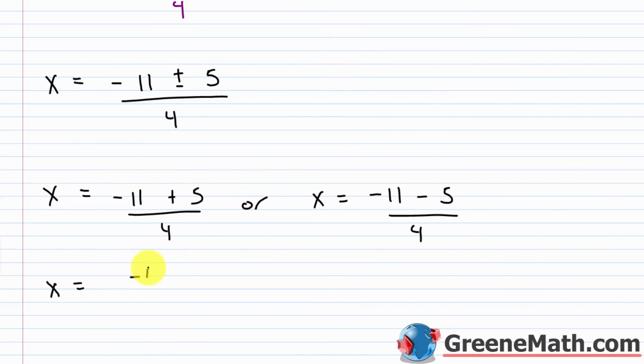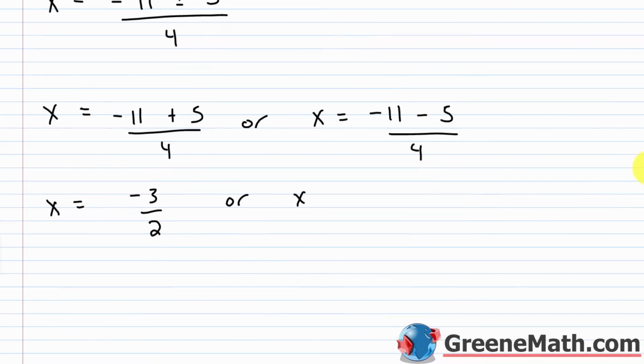So we'll have x is equal to negative 11 plus 5 is negative 6. So you'd have negative 6 over 4. And I can cancel a common factor of 2 between numerator and denominator. So this would be negative 3/2. Over here, negative 11 minus 5 is negative 16. So you'd have negative 16 over 4, which is just negative 4. So x equals negative 3/2, or x equals negative 4.